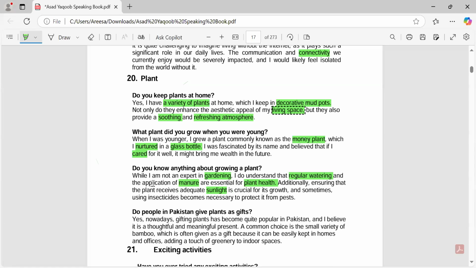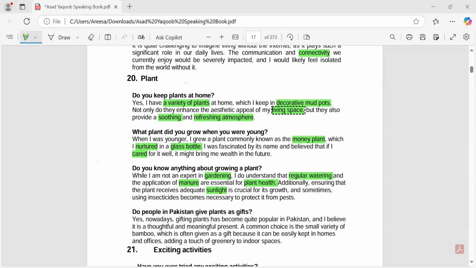While I'm not an expert in gardening, I do understand that regular watering and the application of manure are essential for plant health. Additionally, ensuring that the plant receives adequate sunlight is crucial for its growth, and sometimes using insecticides becomes necessary to protect it from pests.